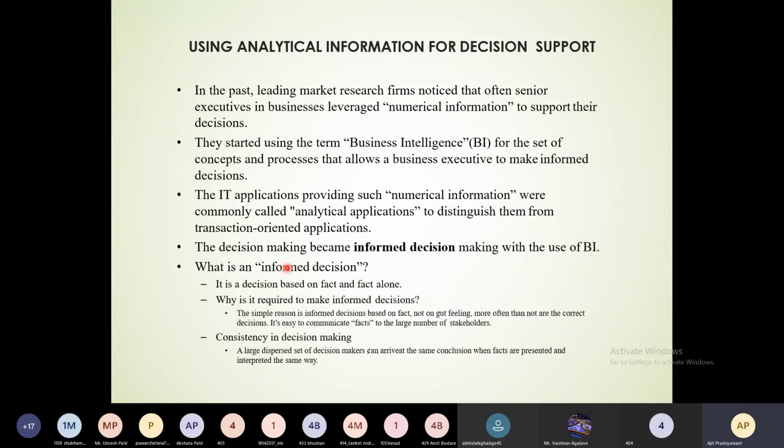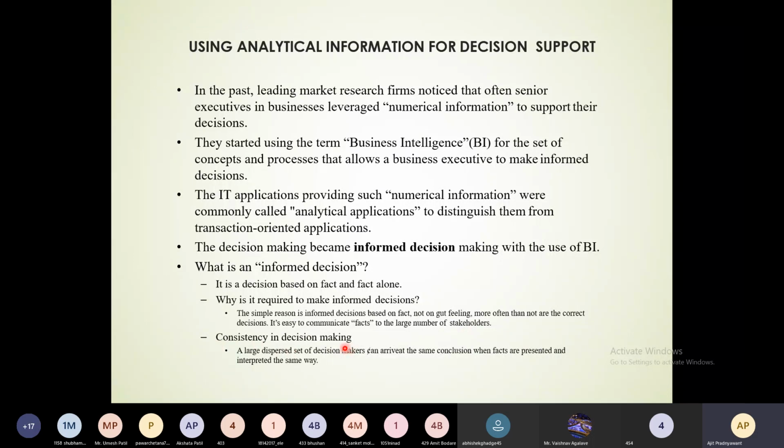So why is it an informed decision? Because it is a decision based on fact and fact alone. The simple reason is that informed decisions based on fact, not on gut feeling, more often than not are the correct decisions. It's easy to communicate facts to a larger number of stakeholders. So this informed decision is totally based on the facts, and facts cannot lie. That is the power of informed decisions. One of the benefits is consistency in decision making.